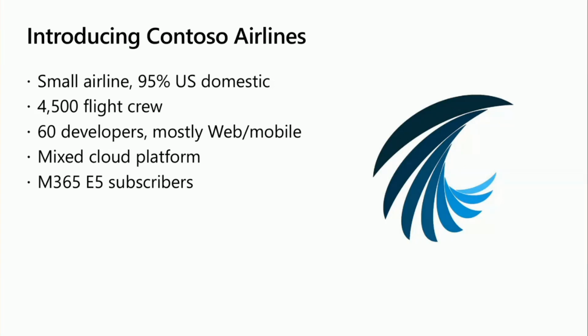So without further ado, if you haven't seen any of these sessions, they're all themed around this Contoso Airlines idea. So this is a medium-sized business, a small airline, that has a bunch of developers, mostly web and mobile, and they're using Office and Microsoft Graph with their M365 E5 subscription.